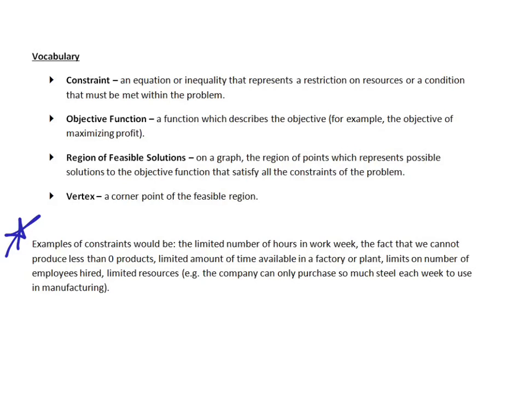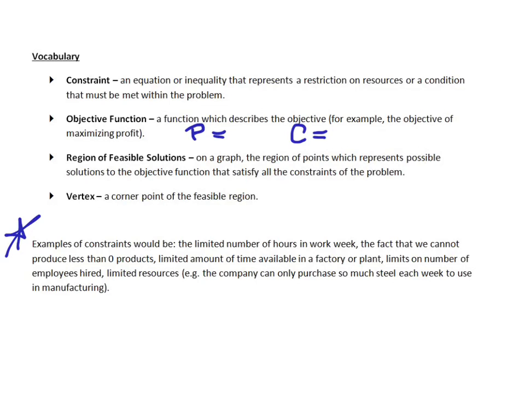Then the objective function is the function which describes the objective. So for example, if we're maximizing profit, then we would write a function to represent what profit is. If we're minimizing cost, we would write a function to represent the cost. The region of feasible solutions is going to be all of the points on a graph which represent solutions to the objective function that satisfy all the constraints of the problem.